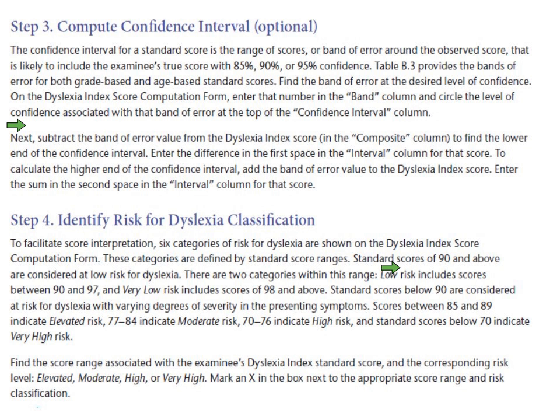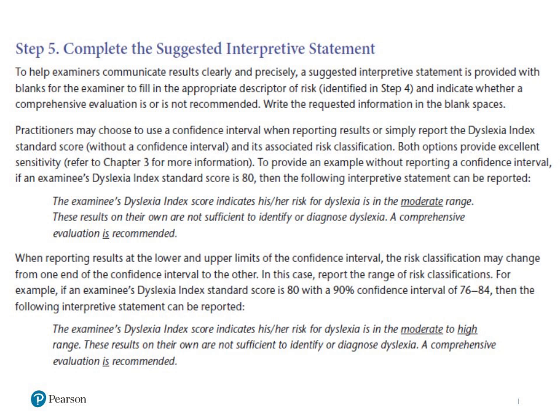So if we look at it here, we can see that standard scores of 90 and above are considered low risk. Low risk is between 90 and 97, and 98 and above are considered very low risk. So low risk and very low risk. Standard scores below 90 are considered at risk, with scores between 85 and 89 being elevated, 77 to 84 being moderate, 70 to 76 being high risk, and 70 and below being very high risk. Okay, so those classifications are the same as we saw for the WIAT-III.